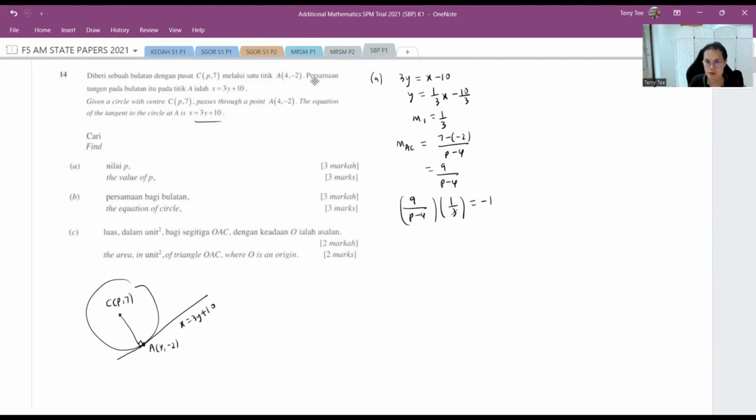Now we can cancel this, left with 3. So I multiply over, right? So 3 equals minus p plus 4. Bring over. p is just 1. Okay, I've got p. Next, I want to find the equation of the circle.